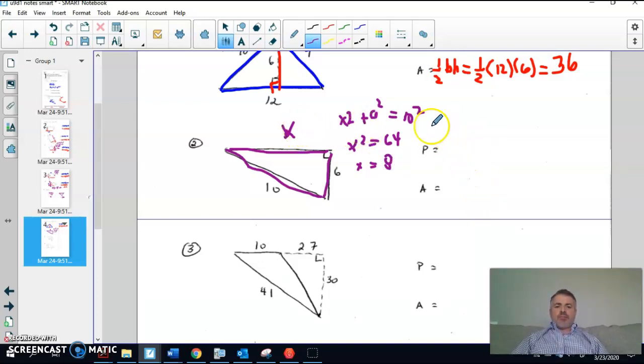So what I can do is I can find the perimeter then by just adding up the sides. I just found that 8 side. I got a side that's 6 and then a side that's 10. So that's basically 14 plus 10, which is what, 24?